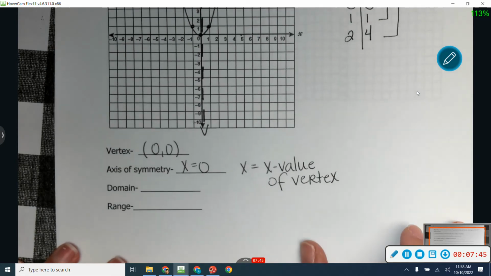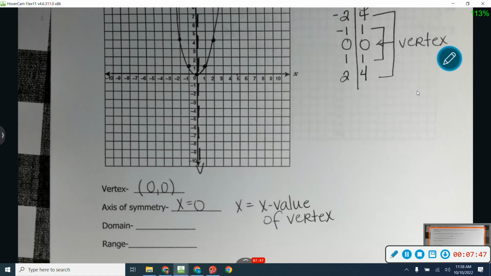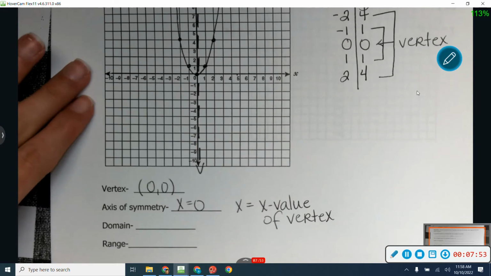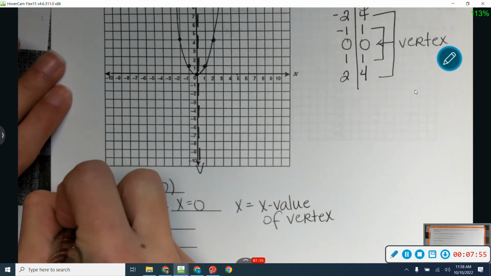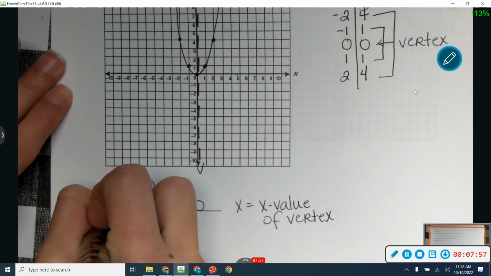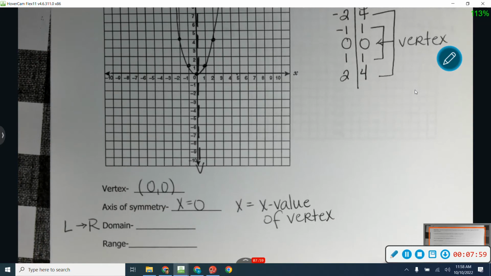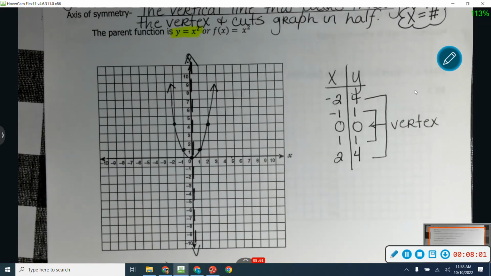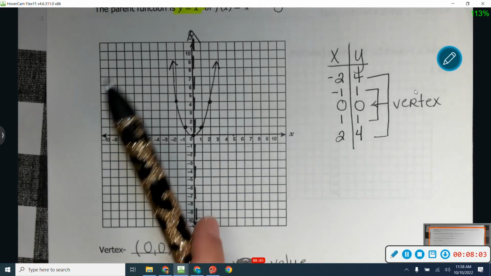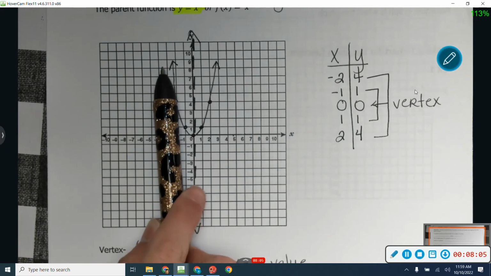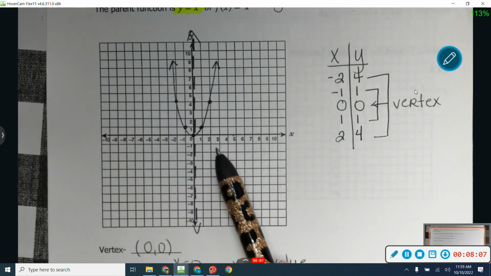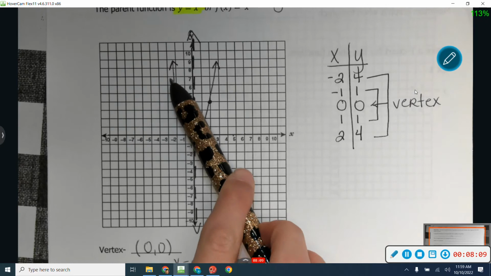Okay. Now our domain and range. Domain is the set of all possible x values for this function. So x values, that's along your x-axis. We're going to go from the left to the right. So if you look at your graph, if I look on the left side of my graph, even though it's going up, I'm still going left.